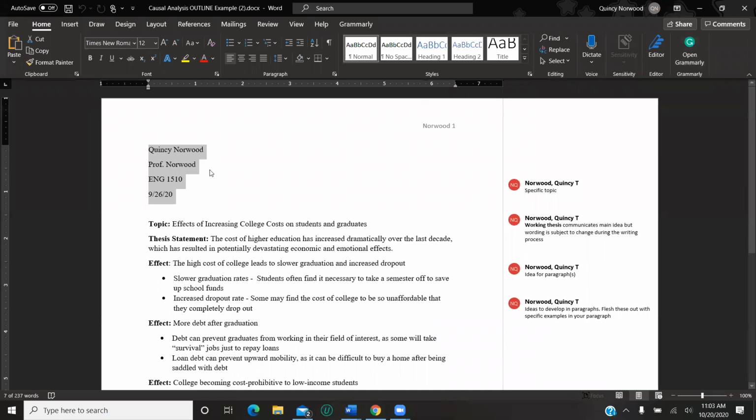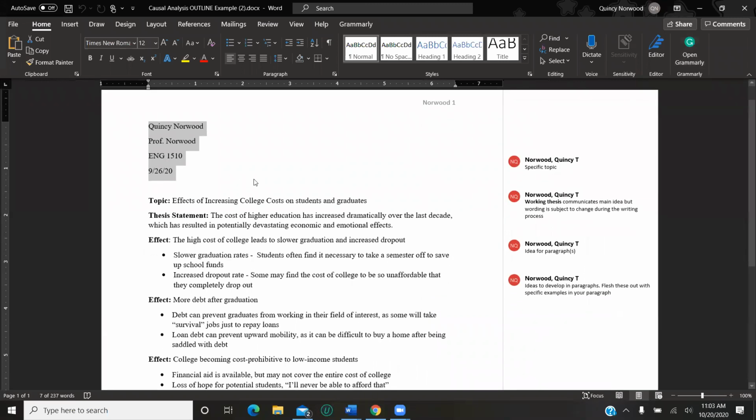I don't want to see you though. All right, here is an outline. The topic is going to go here: the effects of increasing college costs on students and graduates. Specific, right? Breaking it down, letting my reader, my instructor, my audience know exactly what my paper is going to be about. And this is something that's manageable within 4 to 6 pages.